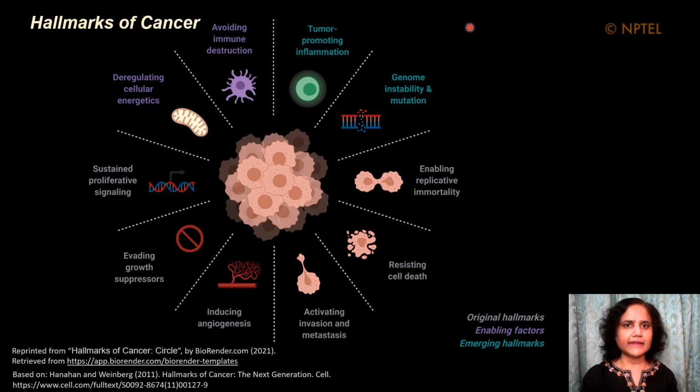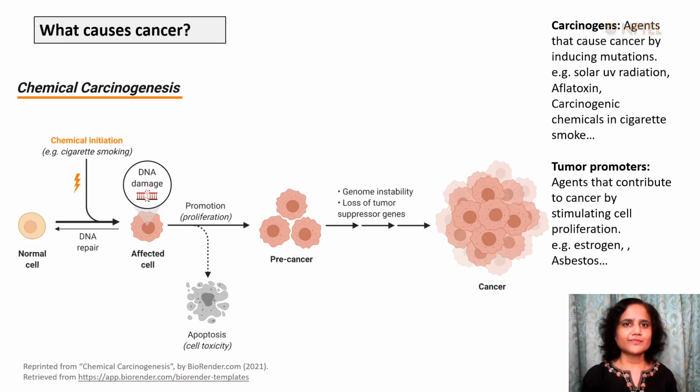There are also certain enabling factors for cancer, and these include the deregulation of cellular energetics, the immune evasion, that is avoiding destruction by the immune system, and tumor promoting inflammation, and genomic instability and enhanced mutations. So let's try to understand what causes cancer.